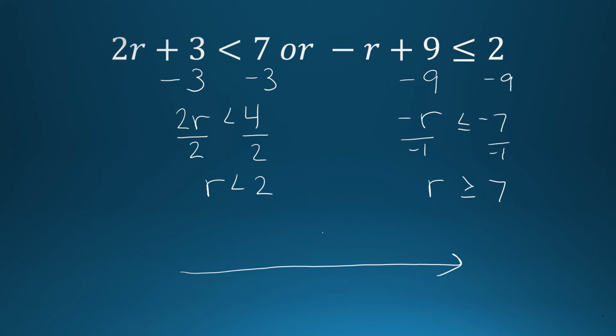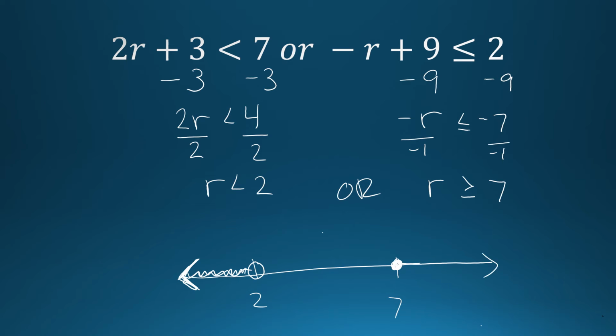When we graph it, I'm going to just sketch out a graph here. I'll put 2 in there and 7 over here. And we're just going to graph them both separately. This is an OR inequality, so it's r is less than 2 or r is greater than or equal to 7. So let's graph r is less than 2. We're going to have an open dot at 2, and we're going to shade to the left because we want everything smaller than 2. And then we have or r is greater than or equal to 7. So we're going to put a closed dot at 7 and shade to the right.